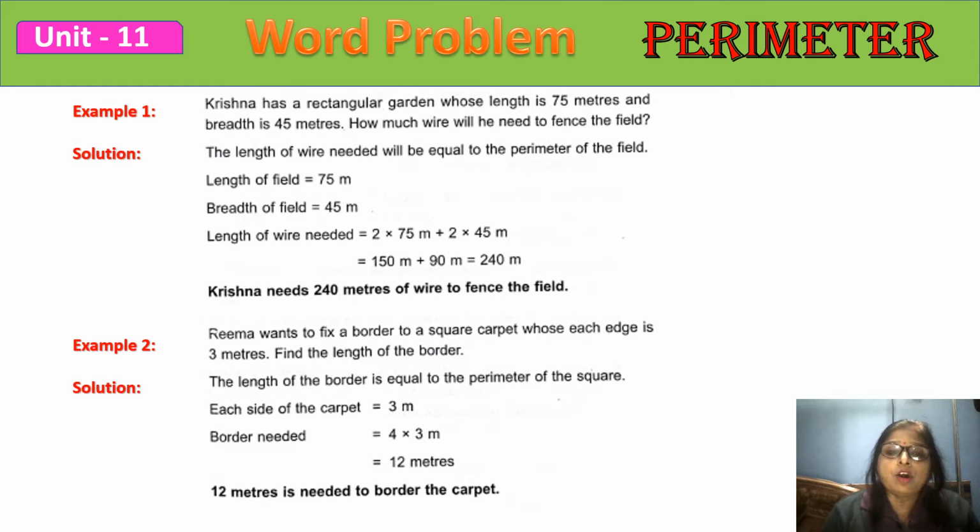That is, the length of the border is equal to the perimeter of the square, and each side of the carpet is given here as 3 meter. Edge means side here, so don't be confused. Edge means side. So each side of the carpet is 3 meter. So the border needed is 4 into 3 meter, that is 12 meter. So 12 meters is needed to border the carpet. In this way, this is all about the examples. Next, in the next slide.